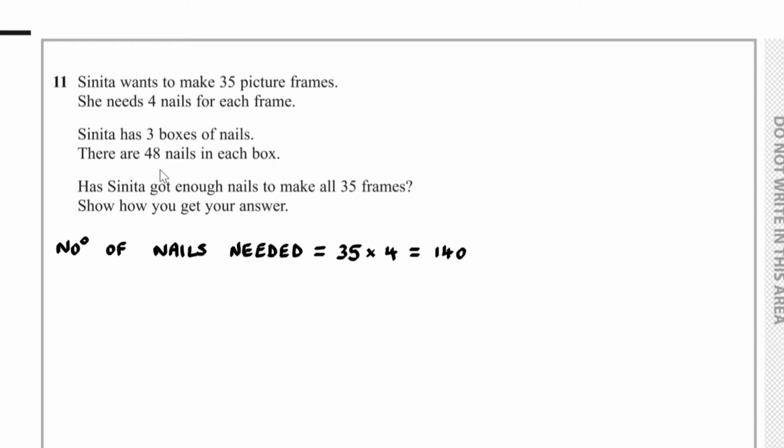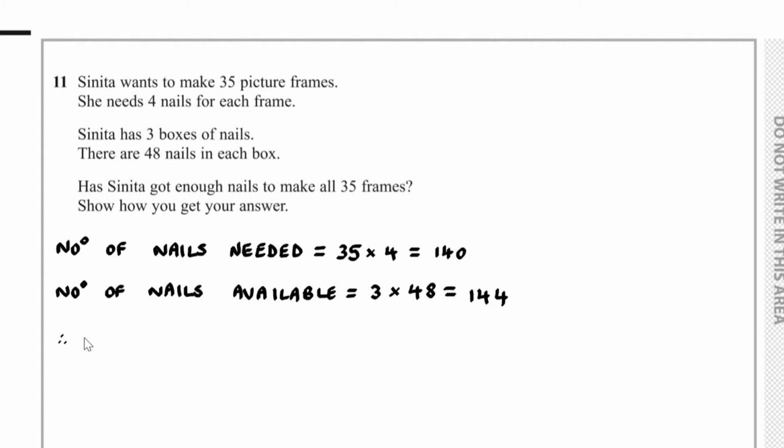Now we can find out how many nails she has. The number of nails available, we have 3 times by 48, and if we work this out we get 144. So the question is, has she got enough nails? Well, she has enough, and that's because the 144, which is the nails available, is greater than 140, the nails she needs.